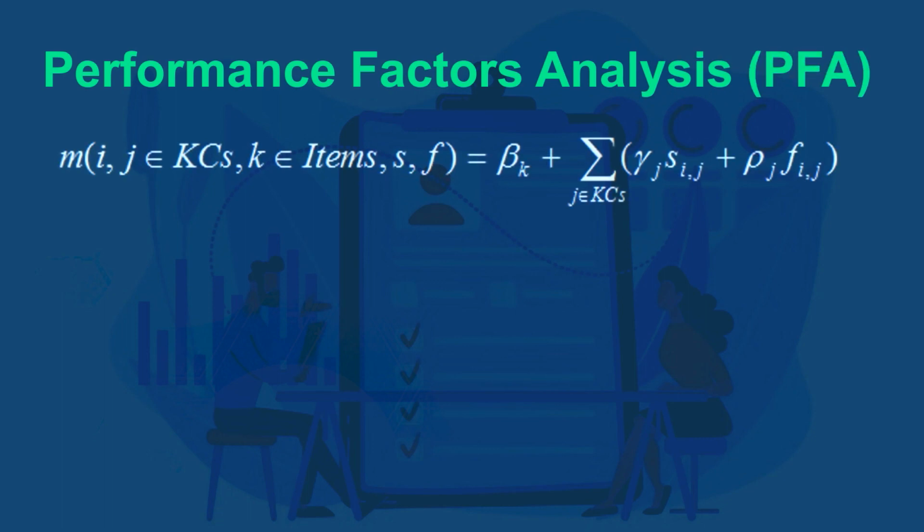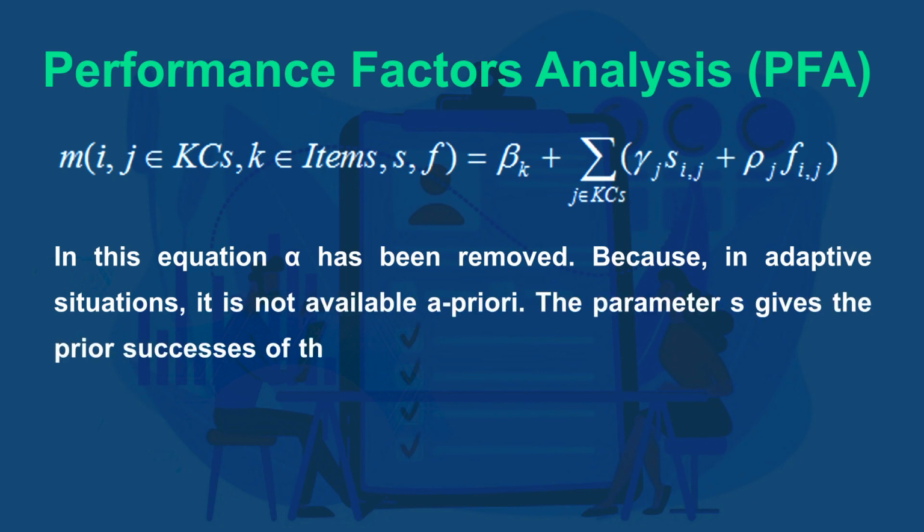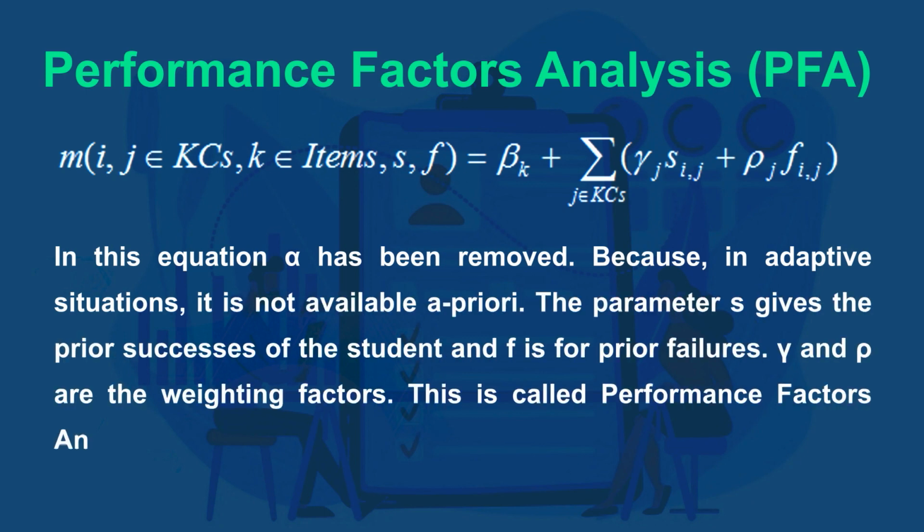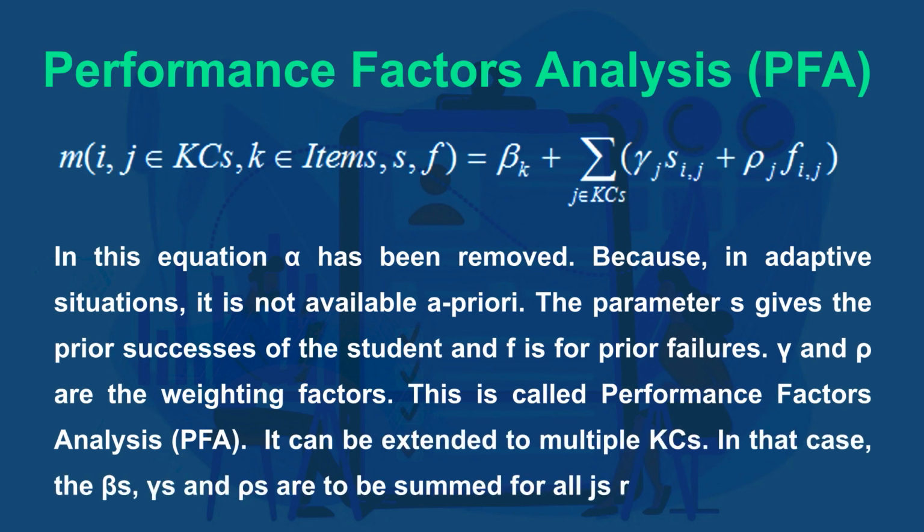In this equation, alpha has been removed because in an adaptive situation it is not available a priori. The parameter s gives the prior success of the student and f is for prior failures. Gamma and rho are the weighting factors. This is called performance factors analysis or PFA. It can be extended to multiple knowledge components. In that case, the betas, the gammas, and the rhos are to be summed up for all j's required.